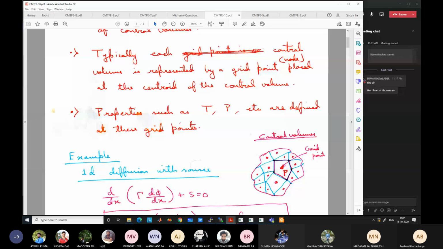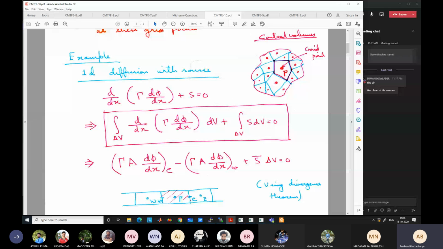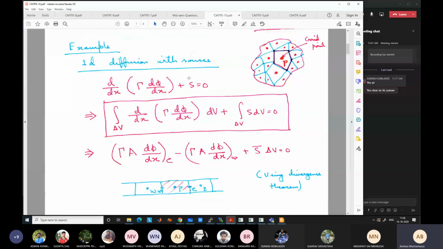Now you might be confused, right? What is the exact difference? What do we mean by dividing into a finite number of control volumes? We'll go through the steps once, but let us take a simple example. A very simple example.